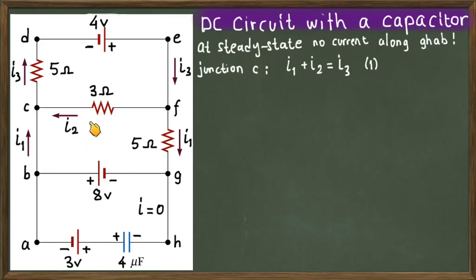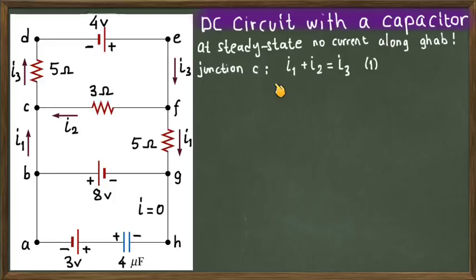So I2 is only flowing on this middle branch, the current flowing through the 3 ohm resistor between F and C, and I3 is flowing on the route C, D, E and F. So this branch contains only one current, and this is I3, and it flows through the 5 ohm resistor, and also flows through the 4 volt battery.